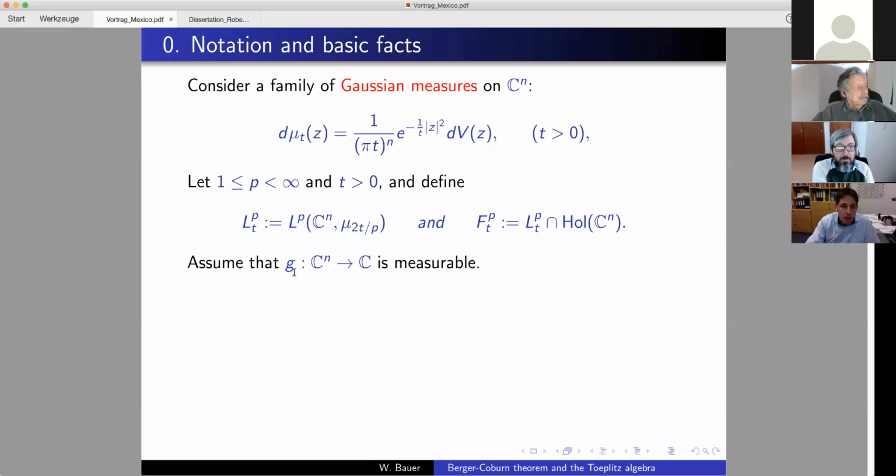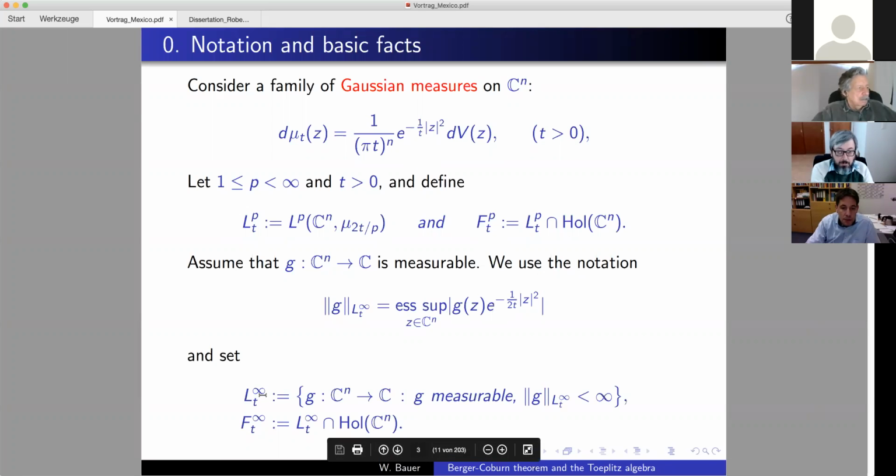And now I can also define the same thing for p equal infinity. Here I look at a measurable function from C^n to C. And then I look at the norm given by the essential supremum of the function multiplied with this Gaussian factor, which is actually the square root of the density function. And then L infinity t will be the space of all measurable functions which have a finite norm of that type. And then F infinity t will be the space of holomorphic functions in that space. So functions in that space can be rather unbounded, and they contain certainly all polynomials or other holomorphic functions.